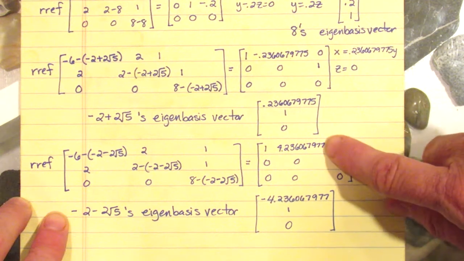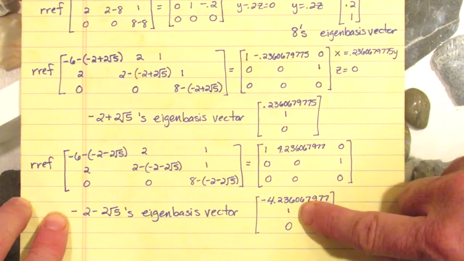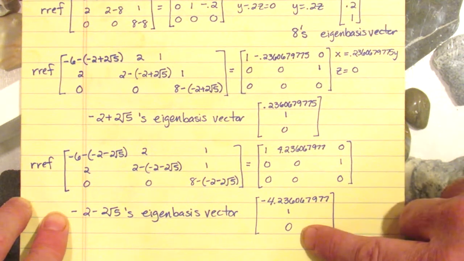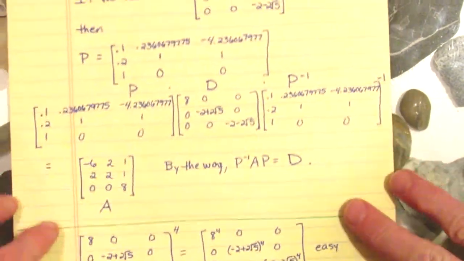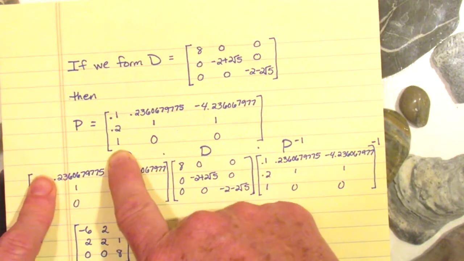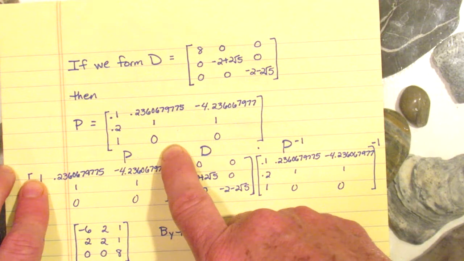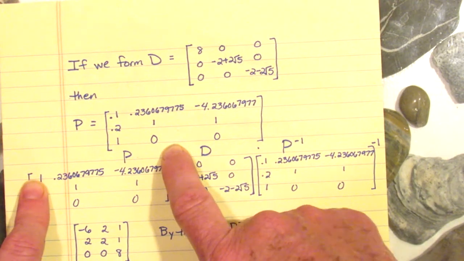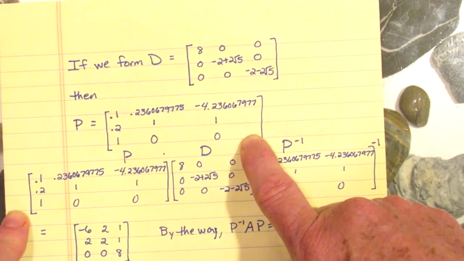-4.236, because if you move this to the other side of the equal sign, you'll get a negative, and then 1 times y, and then 0 for z. That gives us a P where this is the eigenbasis vector for 8, this is the eigenbasis vector for -2 plus 2 times the square root of 5, and this is the eigenbasis vector for -2 minus 2 times the square root of 5.